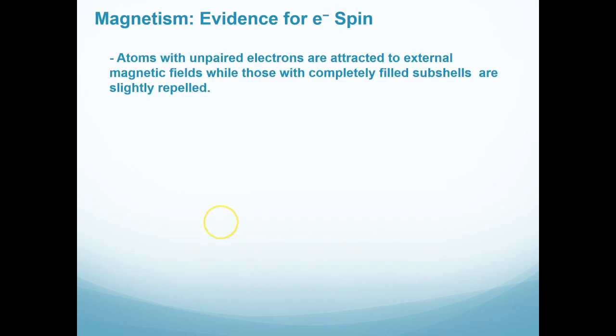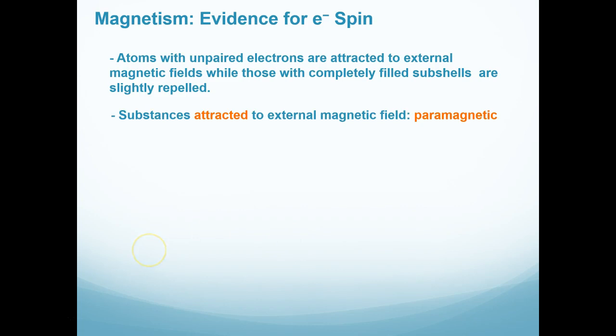Something else we can look at is magnetism. What happens is when we have an atom that has unpaired electrons, and then we have some external magnetic field, those electrons are actually attracted to that external magnetic field. Whereas if we have an orbital where we have a fully filled subshell, those are actually going to be slightly repelled.